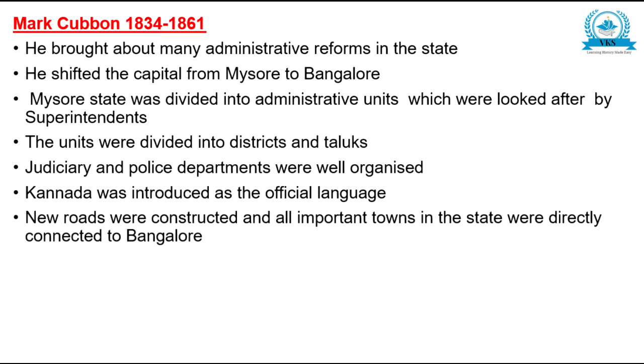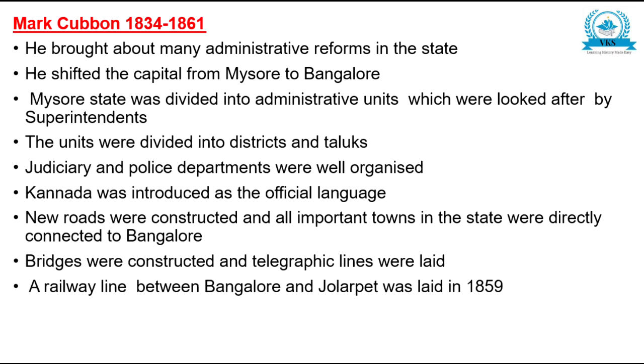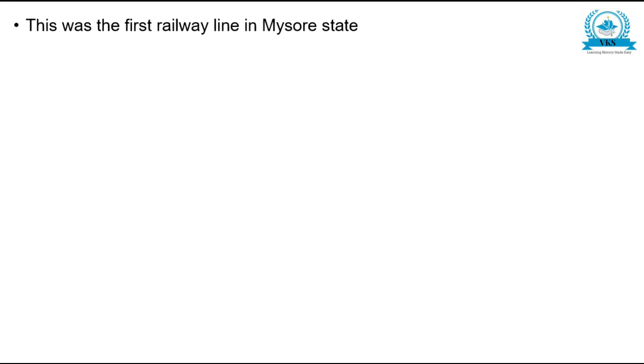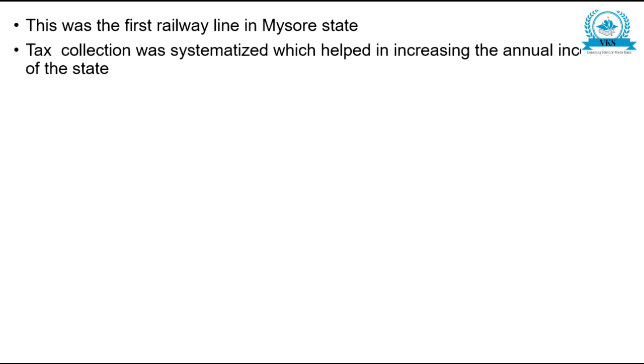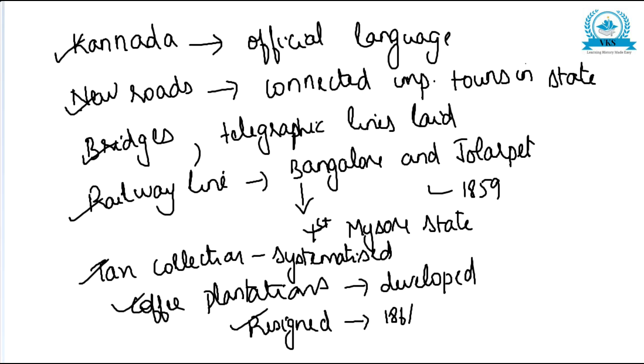New roads were constructed and all important towns in the state were directly connected to Bangalore. Bridges were constructed and telegraphic lines were laid. A railway line between Bangalore and Jolarpet was laid in 1859. This was the first railway line in Mysore state. Tax collection was systematized, which helped in increasing the annual income of the state. The coffee plantations were also developed. He resigned from the post of commissioner in 1861. So this was about Mark Cubbon.